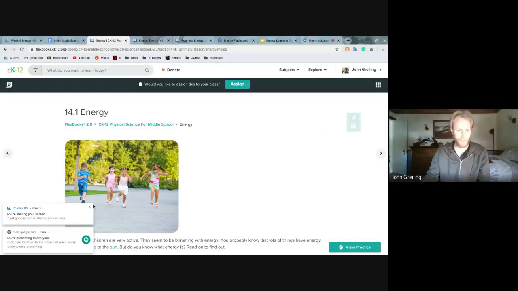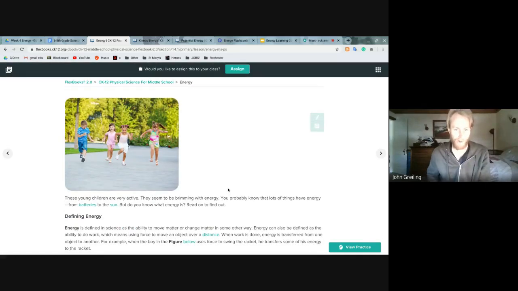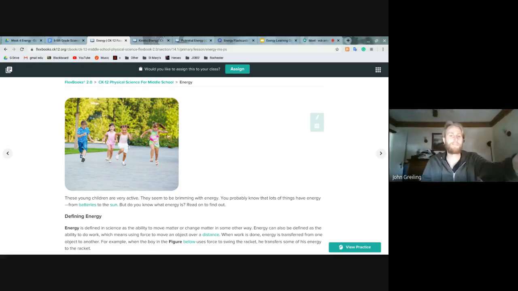Again, just like motion, this is another word that we use all the time, but what does it mean in terms of science? Energy. These young children are very active. They seem to be brimming with energy. You probably know lots of things have energy, from batteries to the sun. But do you know what energy is? Read on to find out.